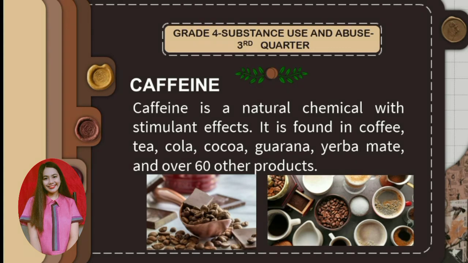The next topic, or the content for the Grade 4 third quarter, is caffeine. Caffeine is a natural chemical with stimulant effects. It is found in coffee, tea, cola, cocoa, guarana, yerba mate, and over 60 other products.